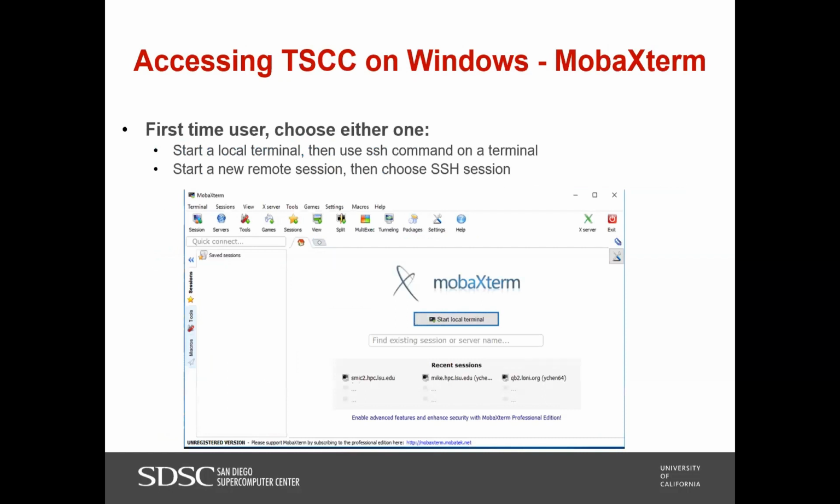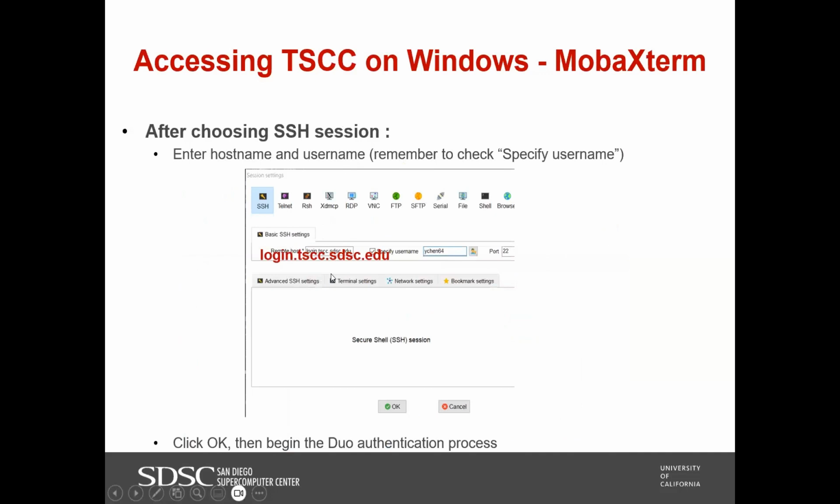If you are using Windows on your local machine, you can download MobaXterm and start it from a terminal or from a new session, as I highlighted here. Then you can just finish the login process by entering the host name as well as your account name, and then choose to connect. For the password, you enter your AD password and the Duo to log in.